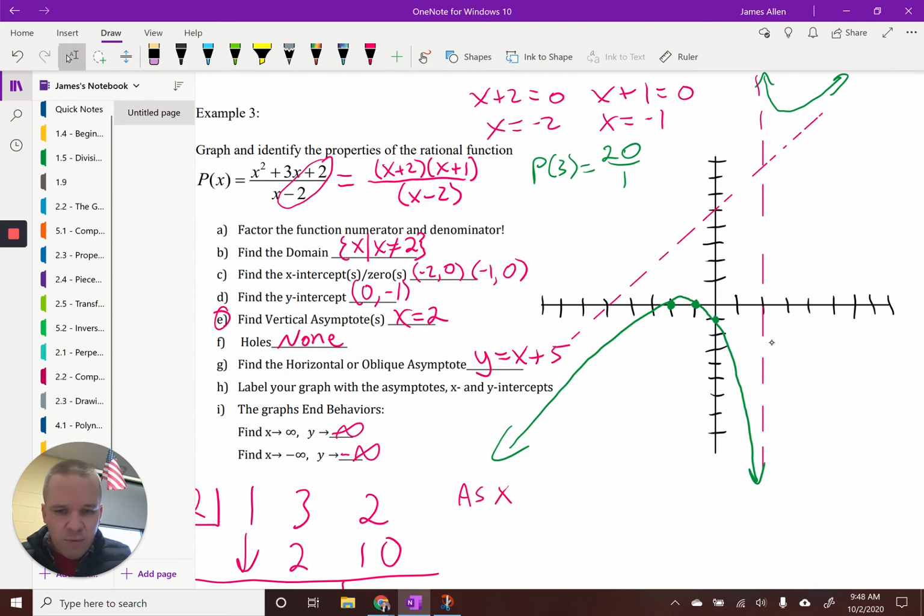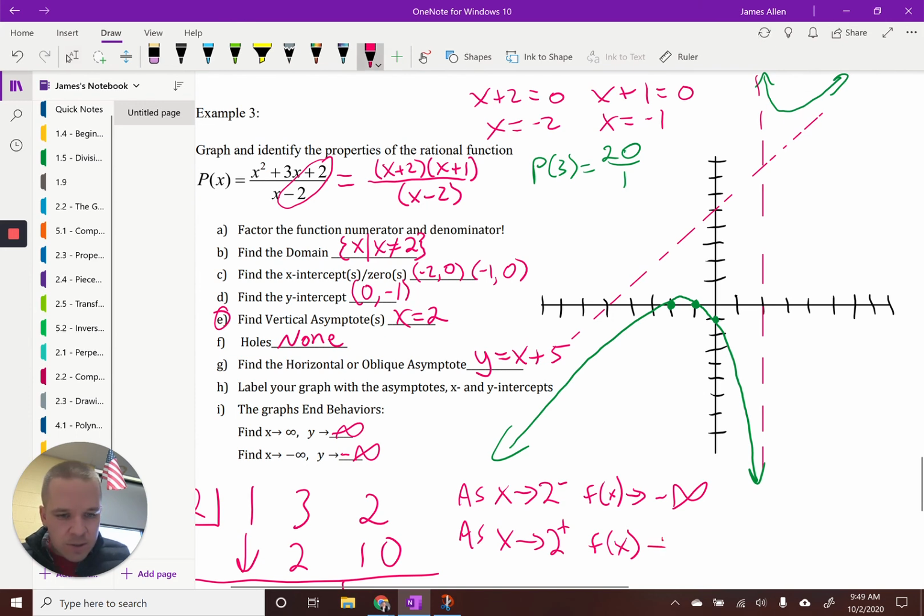As x approaches 2 from the left, f of x, or y, as it comes in from the left side, is approaching negative infinity. And then as x approaches 2 from the right, then f of x, as it comes in from the right, is going up. So it's going to positive infinity.